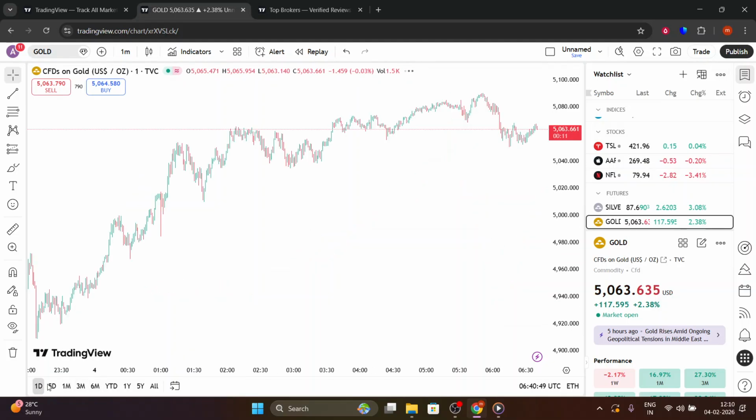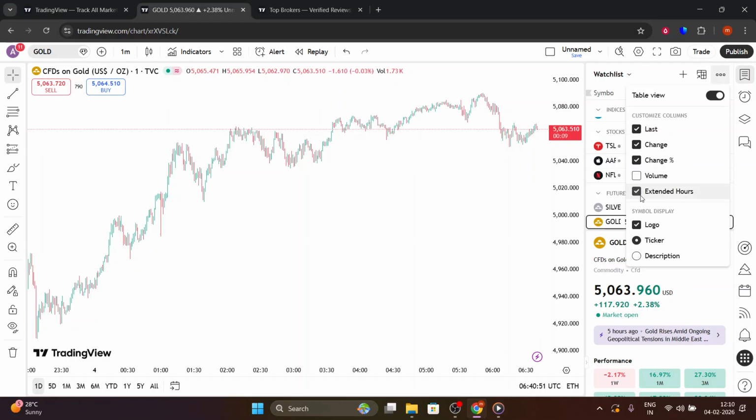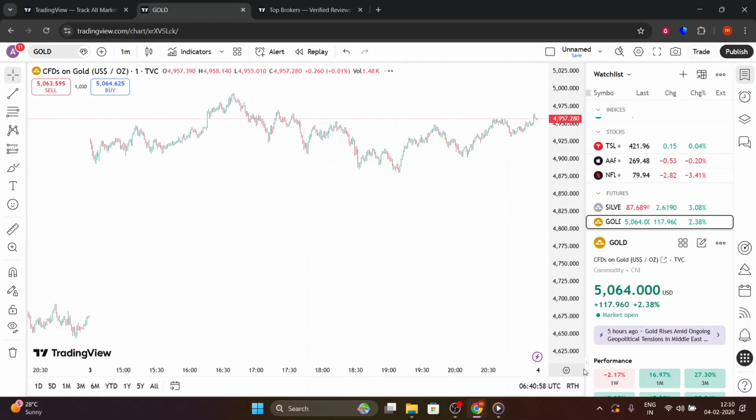Here is a quicker way too. Look at the bottom right of your chart for the ETH button, which stands for Extended Trading Hours. Clicking that toggles the session shading on or off instantly. If you don't see the button, double-check two things: that you are using an intraday time frame, and that the symbol you are viewing supports extended hours.